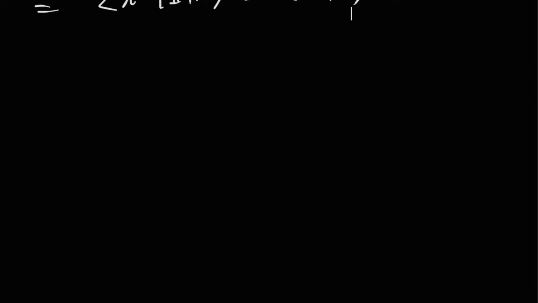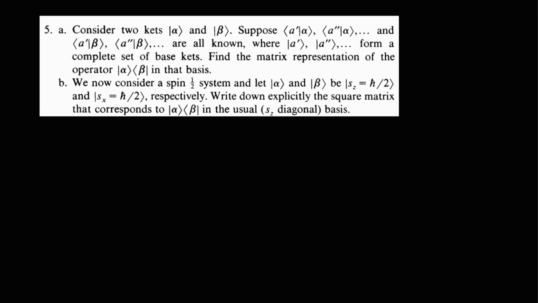Let us go to the next question. So now we will solve question 5. In the first part of question 5, it is asked: consider two kets |alpha⟩ and |beta⟩. Suppose ⟨a'|alpha⟩, ⟨a''|alpha⟩ and so on, and ⟨a'|beta⟩, ⟨a''|beta⟩ and so on are all known, where the kets |a'⟩ and |a''⟩ form a complete set of base kets.